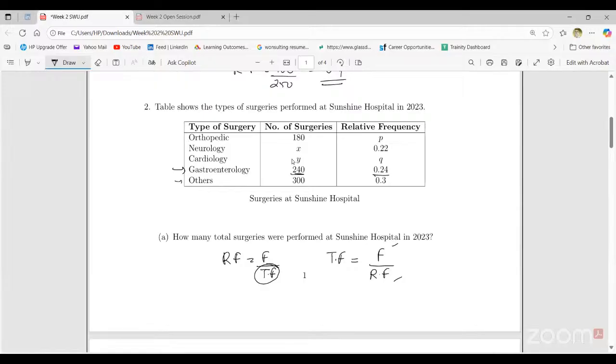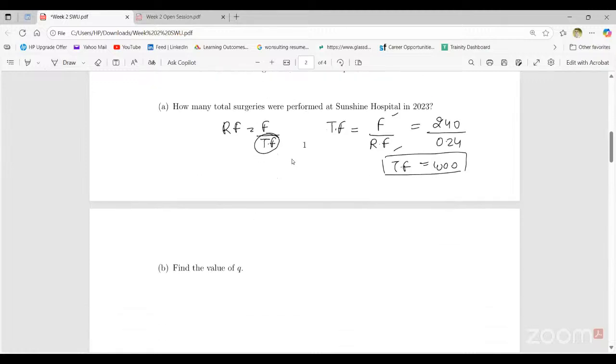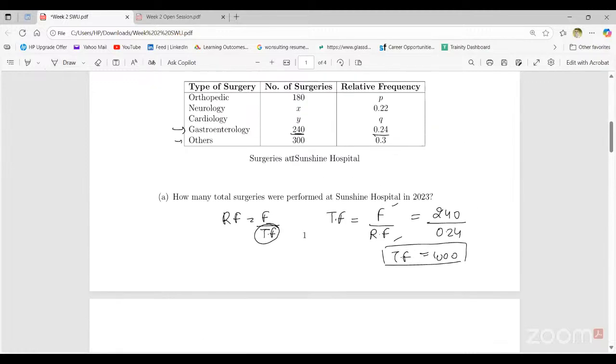So I'm taking gastroenterology. The frequency is 240, divided by 0.24. This comes out to be 1000. So this is my total frequency, or you can say the total surgeries. Is the question clear? Yes, ma'am. Everyone? Okay. Now you need to find out the value of Q.